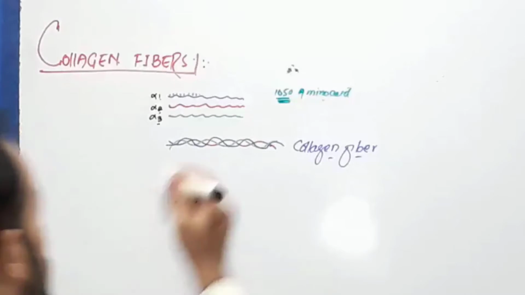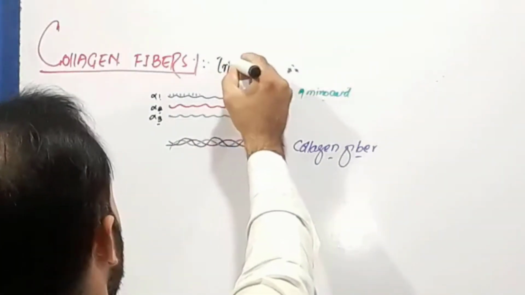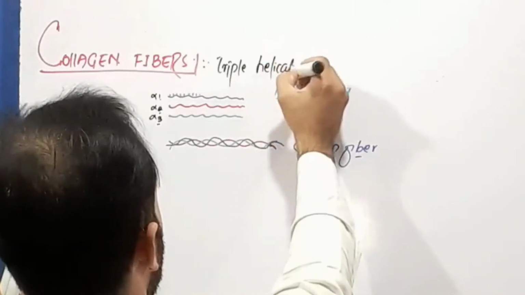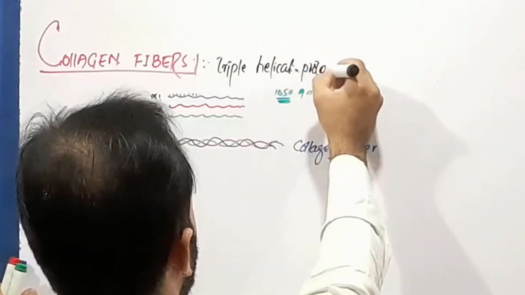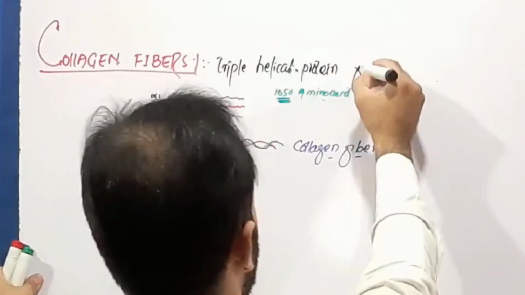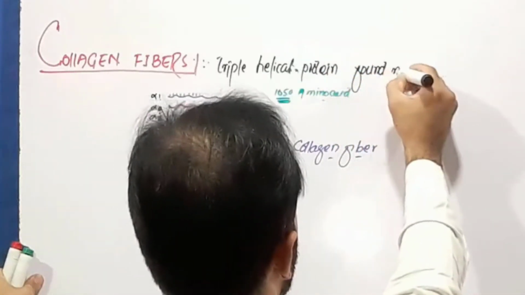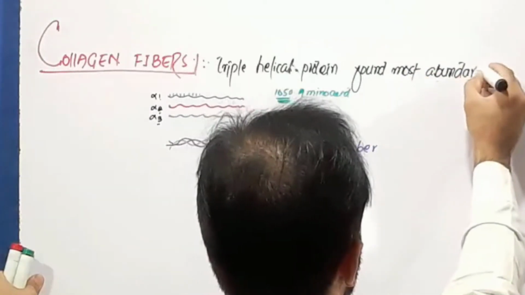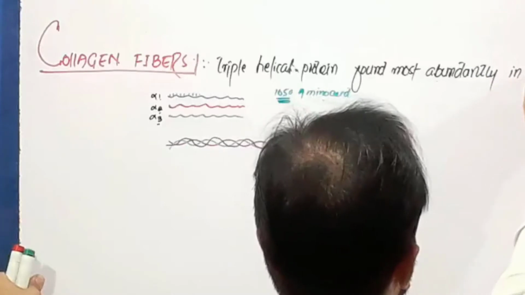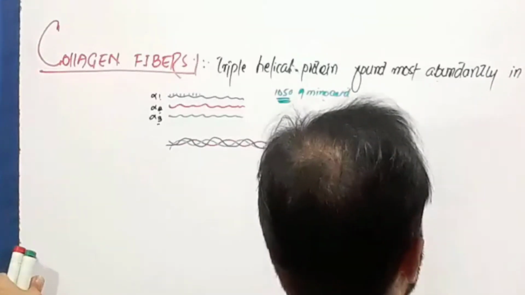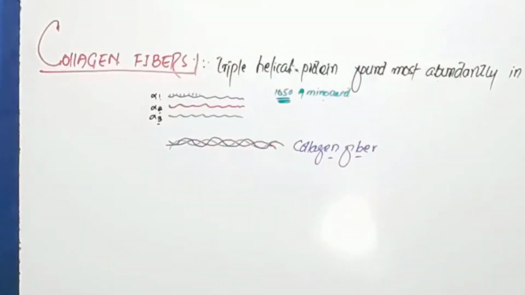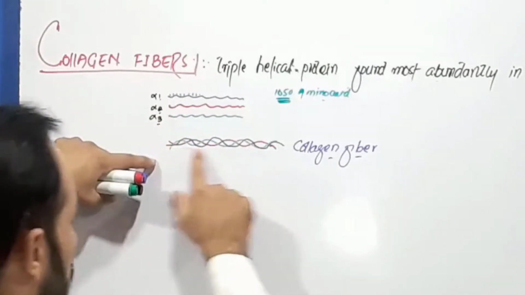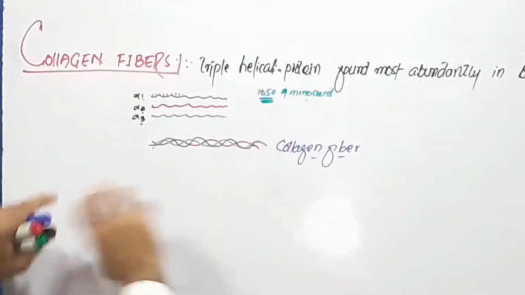So let me define it. Collagen fiber is a triple helical protein, found most abundantly in the body of animals and us also, right? So these are the 3 alpha chains, and this is a collagen fiber. Now you understand what is collagen fiber.